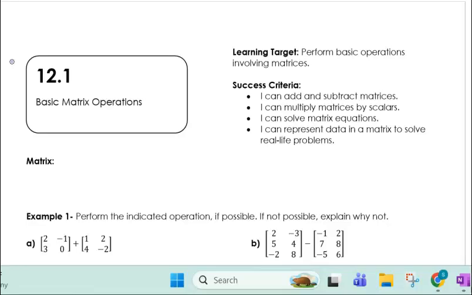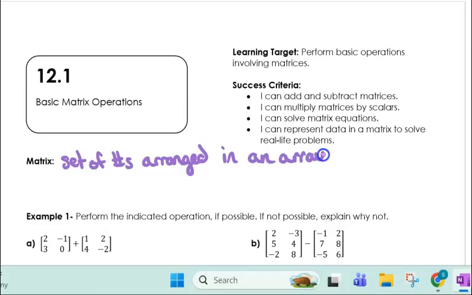A matrix is a set of numbers arranged in an array. An array is a format where you have numbers going from left to right and up and down, kind of like a spreadsheet or columns and rows.